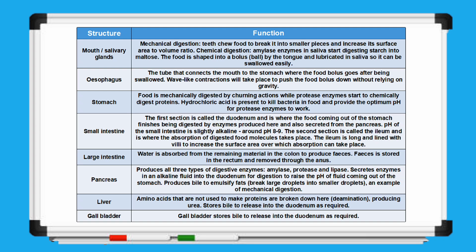Moving on to the liver. Here, amino acids that aren't used for making proteins are broken down in a process called deamination, producing urea. The liver also stores bile and releases it into the duodenum when needed. And finally, the gallbladder. Its job is simple, it stores bile and releases it into the duodenum when required.